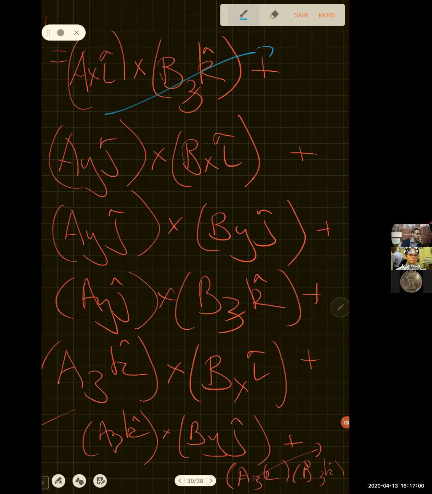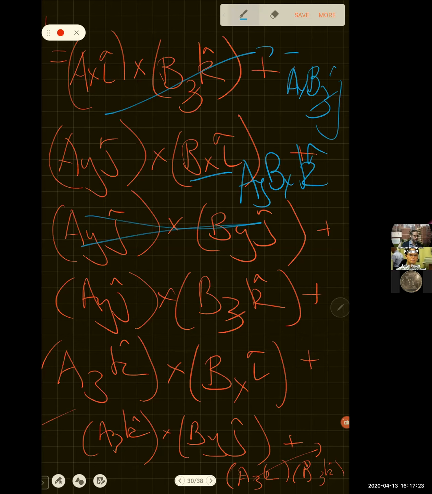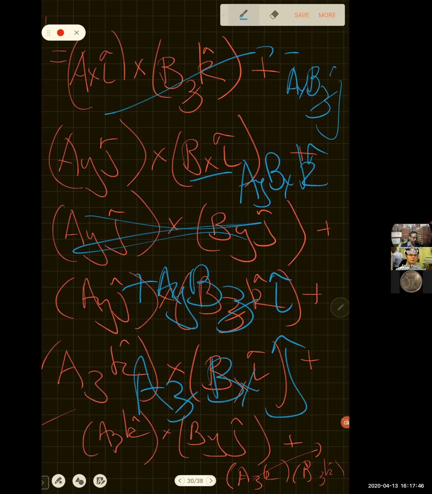So this whole thing here is negative a_x b_z J, okay? Then this one we have J cross I. Well, I cross J is K, so J cross I is negative K. So this whole thing is negative a_y b_x K. Now this is J cross J, so that's zero. J cross K is I, so this whole thing is a_y b_z I, but positive. This is K cross I. K cross I is J, so this whole thing is positive a_z b_x J. And how am I getting that each time? Right-hand rule. I, J, K: K cross J is negative I, so this is negative a_z b_y I.